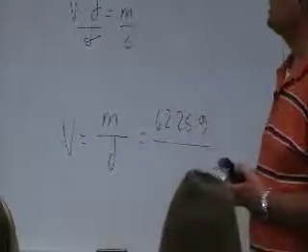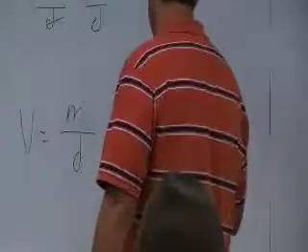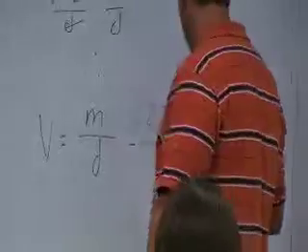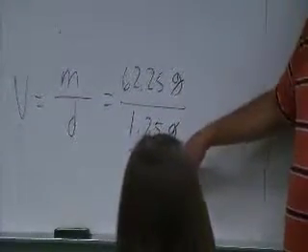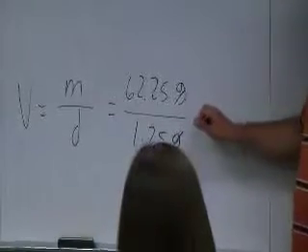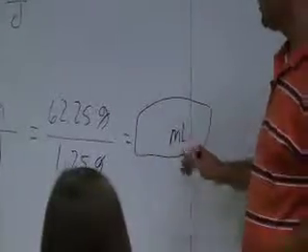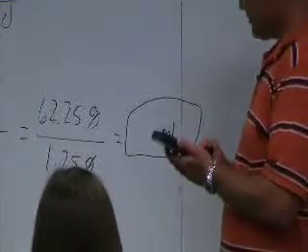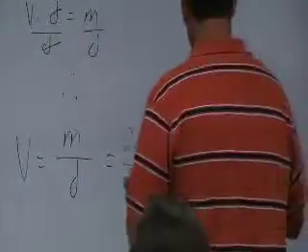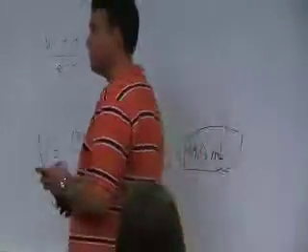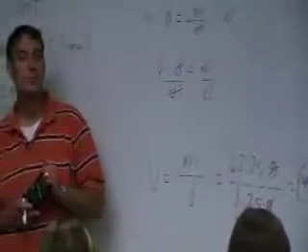Now what's the density? Well, the density was given at 1.25 grams per milliliter, right? The grams will cancel, and this milliliters is in the denominator of a denominator, which really means it's in the numerator. So 62.25 divided by 1.25 equals 49.8 milliliters. So that'd be the volume of the container. Is that what you guys got?